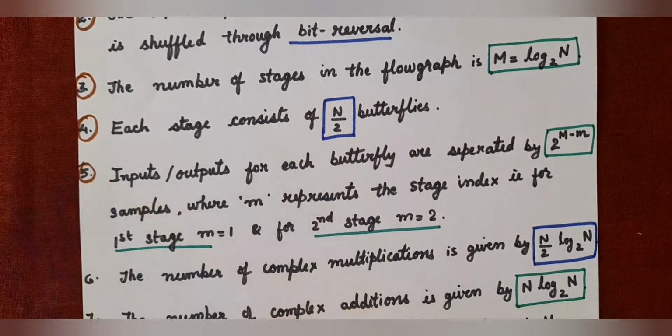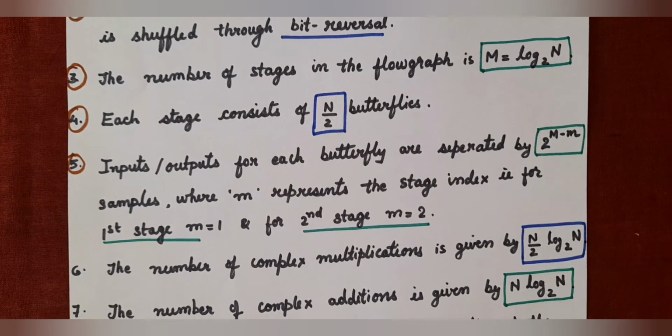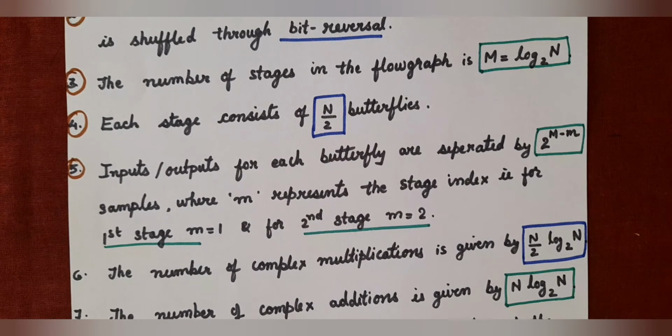The fifth point is input and output for each butterfly are separated by 2 to the power of capital M minus small m samples, where small m represents the stage index. That is, for first stage small m value is 1, for second stage small m value is 2, and for third stage small m value will be 3 and so on.